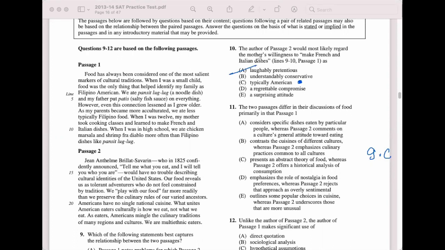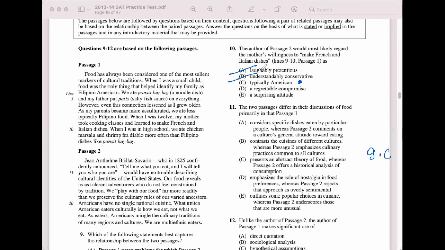Understandably conservative. First of all, the second author is not suggesting that being conservative is what American cuisine is about. So this doesn't make sense. And also the mother's action to try new cuisines is not conservative. So this is wrong at so many levels. C, as I said, is a good option. He would say that this is what Americans do. They try different things and they assimilate those experiences.